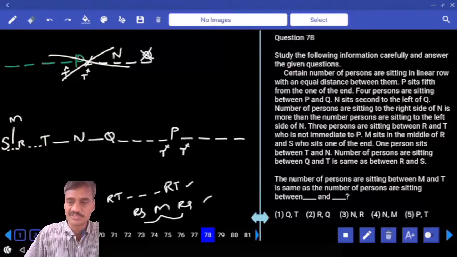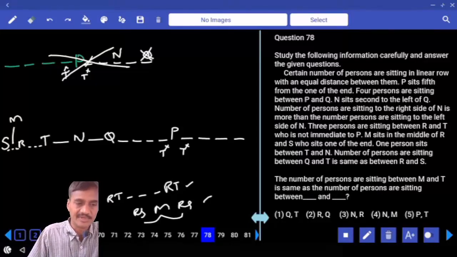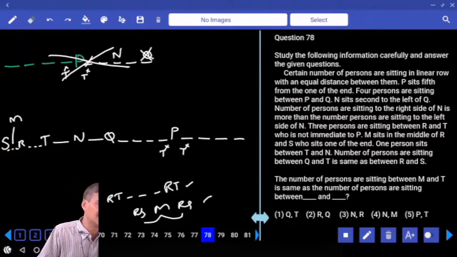77. The number of persons sitting between M and T. M and T, how many are there? 1, 2, 3, 4, 5. And is same as Q and T? Q and T, there are only 3. R and Q, how many are there? More than 5. N and R, 3, S, 5. Hence choice 3, question number 78.